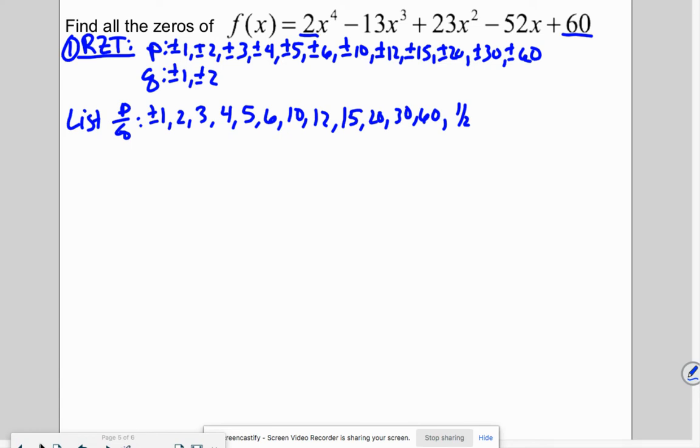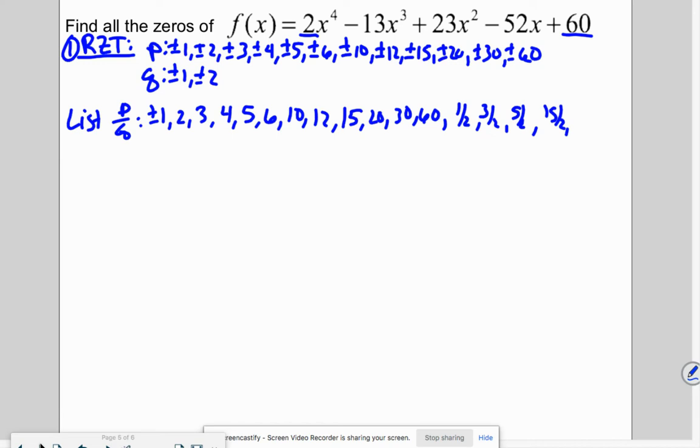And then we don't repeat. So we have 2 over 1, which is 2. 2 over 2 is 1. 3 over 2. 4 over 2 is 2. So 5 over 2. 6 over 2 is 3. 10 over 2 is 5. 12 over 2 is 6. 15 over 2. And 20 over 2 is 10. 30 over 2 is 15. And 60 over 2. Okay, good. So there's our list. That's a pretty long list.